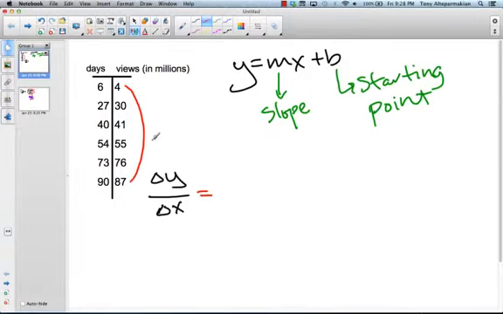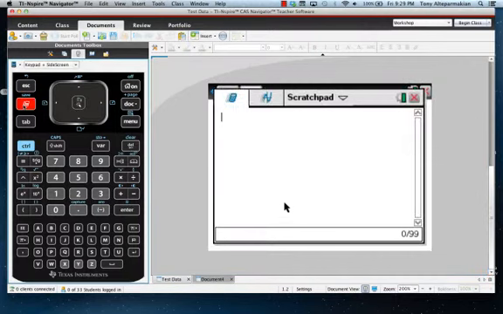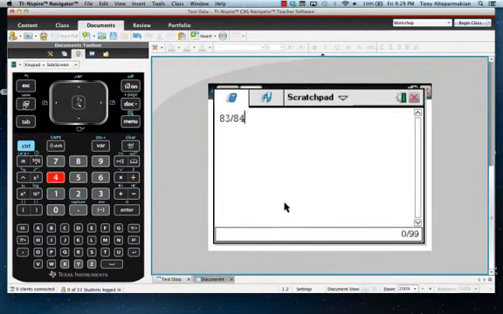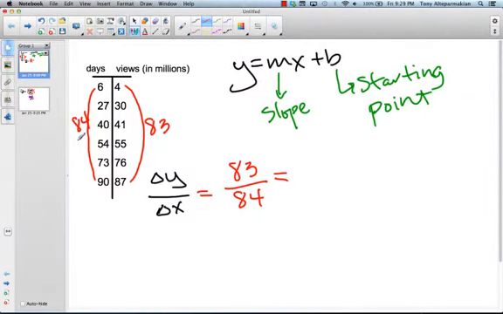Going from 4 to 87, that is a growth of 83 million. Going from 6 to 90 is a growth of 84 million. So my delta y is 83, or the change in views, over the change in days. Let's find out what that is. We could leave it as a fraction. We could also say 83 divided by 84 is 0.99. That's pretty close to the number 1, but it is not 1, so we're going to call that 0.99. Okay, so that's my slope.